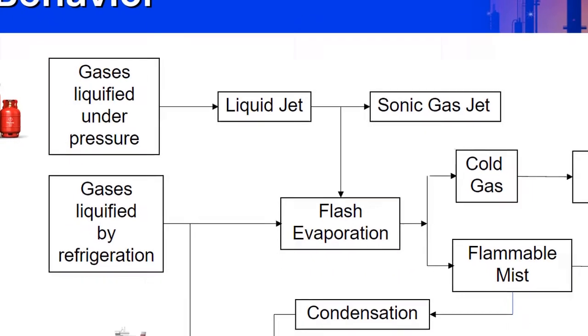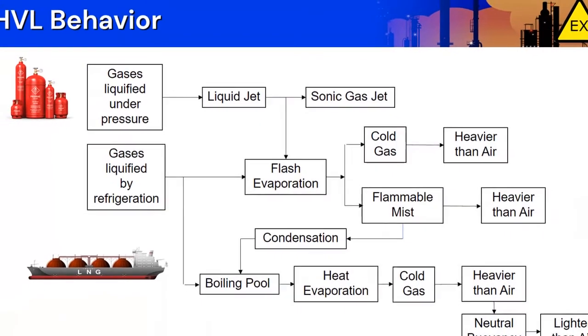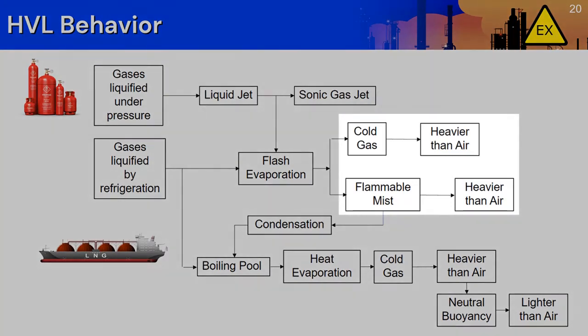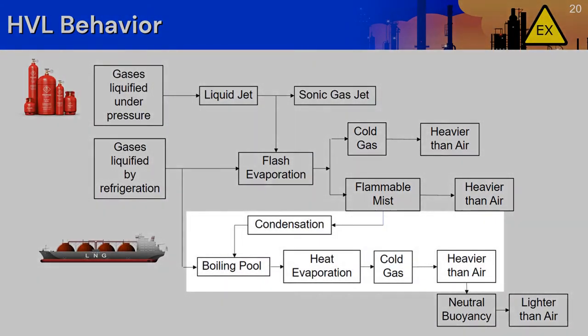evaporation. Flash evaporation occurs when the evaporating liquid pulls energy from itself and the surrounding atmosphere, and in turn cools down the leaking fluid. The cooling of the fluid prevents total evaporation, and a cold gas or flammable mist occurs, both of which are heavier than air. In some situations, the flammable mist will condense, forming a boiling pool. The boiling pool then creates heat evaporation, creating a cold gas that is heavier than air.